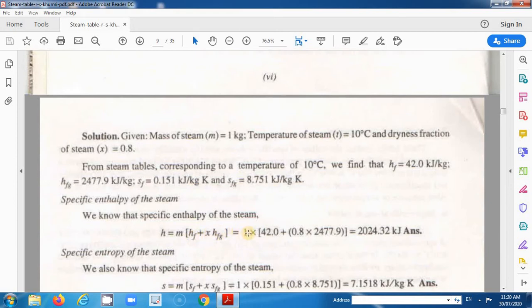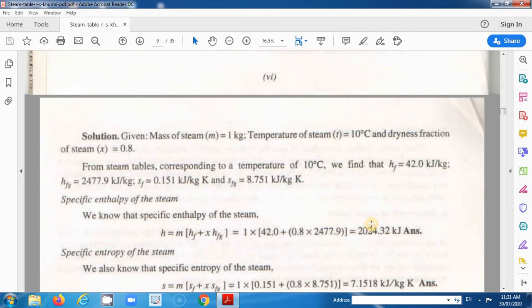We have put in the values: mass 1 kg into HF. You see that HF here is given. Then X 0.8 and HFG. These values are put here, and after calculation we find the figure 2024.32 kilojoules. So this is the specific enthalpy of the given steam.